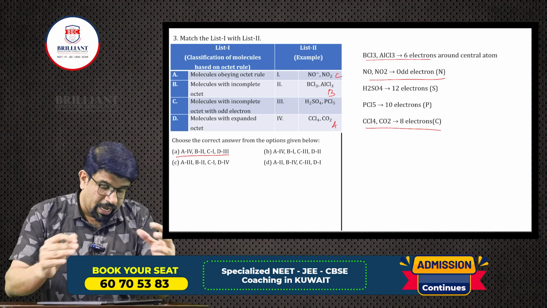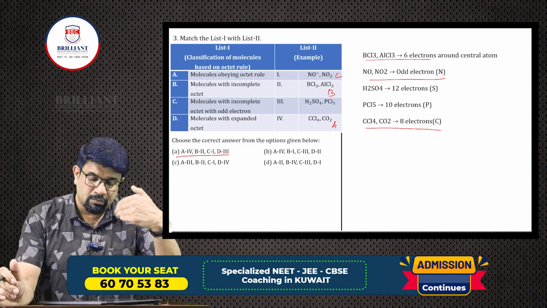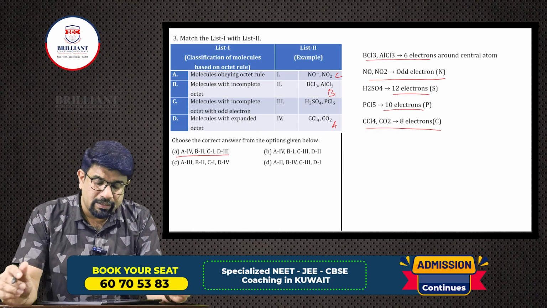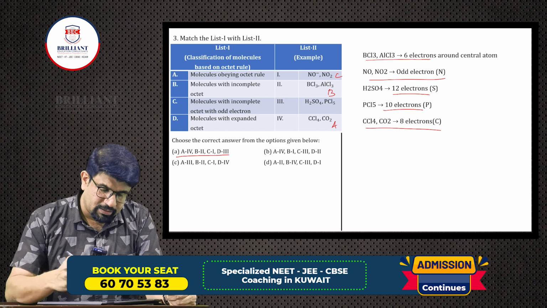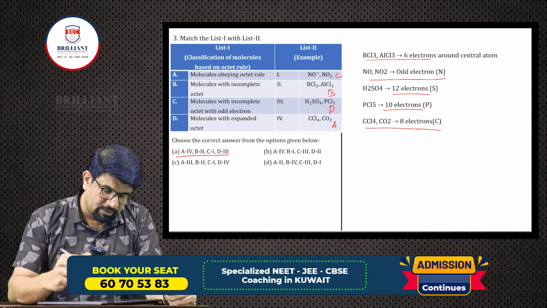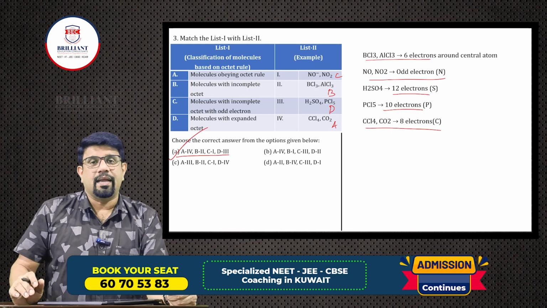And molecules with the expanded octet. Expanded octet means more than 8 electrons in the central atom. H2SO4, sulfur has 12 electrons around it, and that is PCl5, phosphorus has 10 electrons around it. So what is the match here? That is D with 3, right? So A is the correct answer.